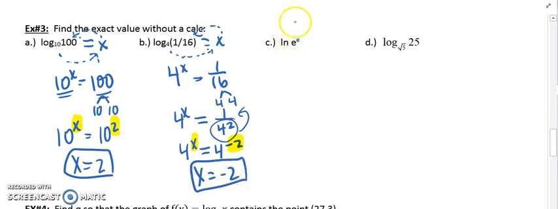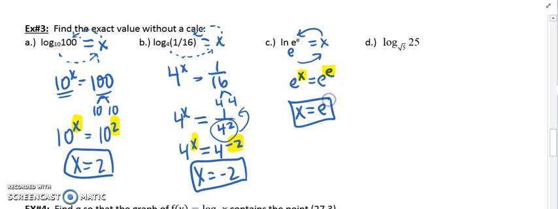Over here on this, set this equal to x. This is e. e to the x equals e to the e. So therefore, if we match these up, x equals e. Remember, if I'm going too fast, pause it.